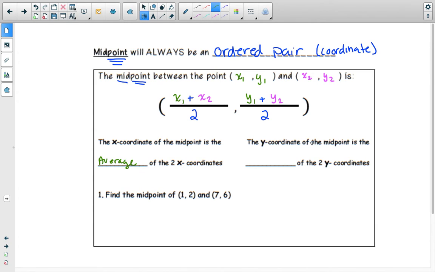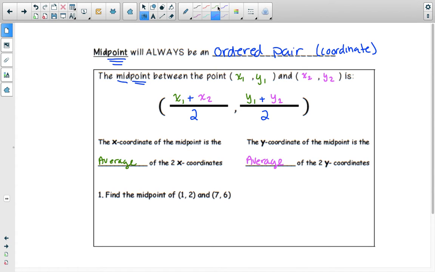So therefore, the y coordinate of the midpoint is the average of the two y coordinates. So the midpoint is the average of the two coordinates that you're given. You add the two y values and divide by the amount of y values you had, which was 2. So if we want to find the midpoint, we want to find the average of our first coordinate and our second coordinate, so the middle of it.